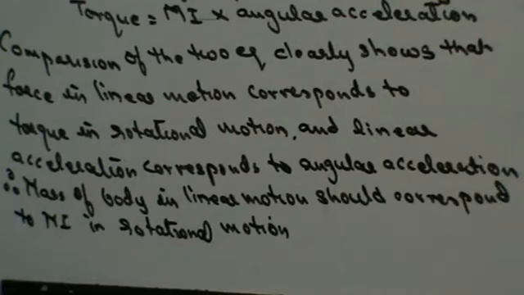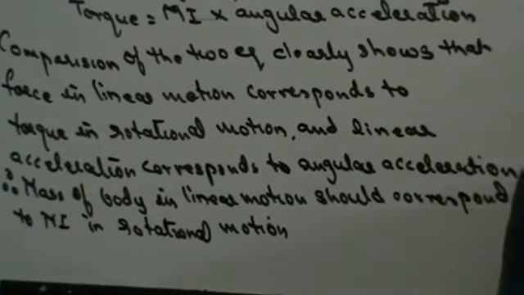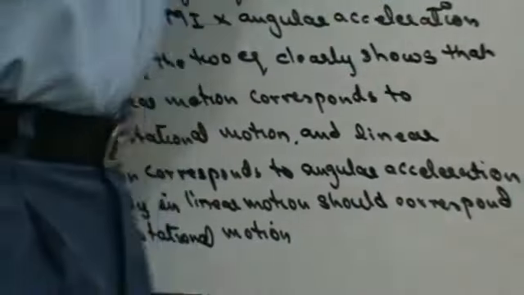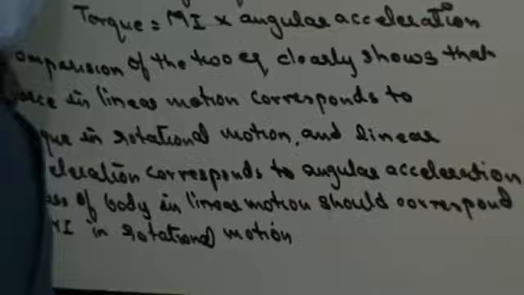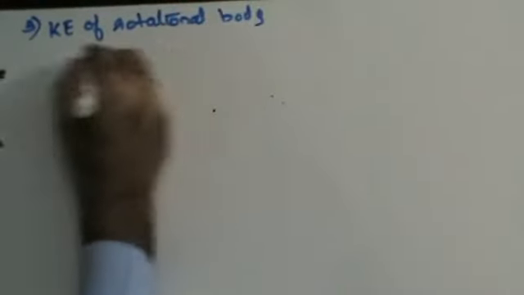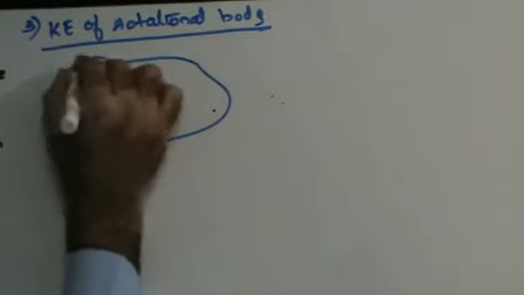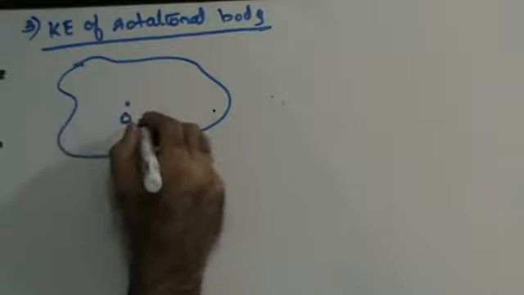Next, let us try to find the kinetic energy of a rotating body. Let's consider a rigid body, and assume this is my axis of rotation.